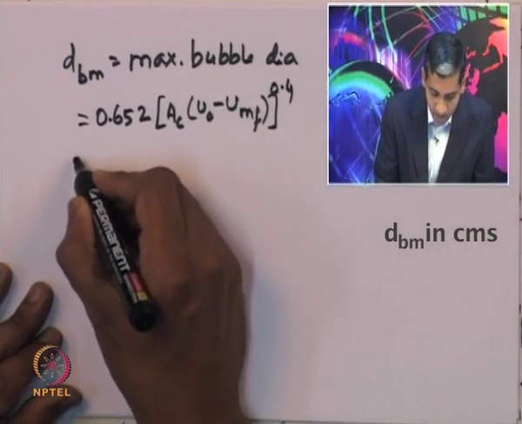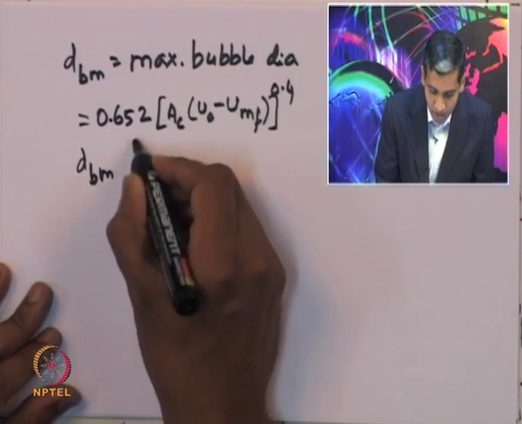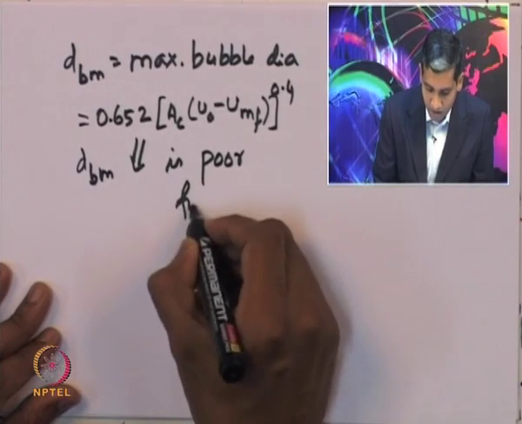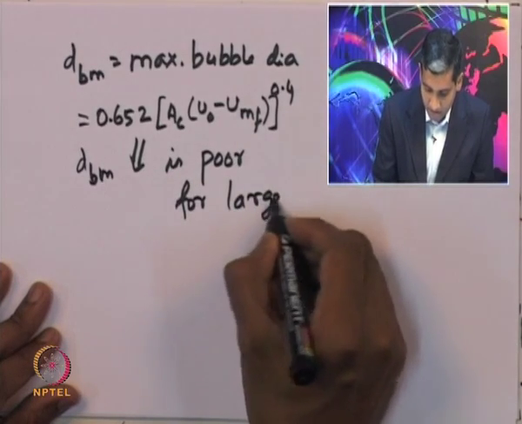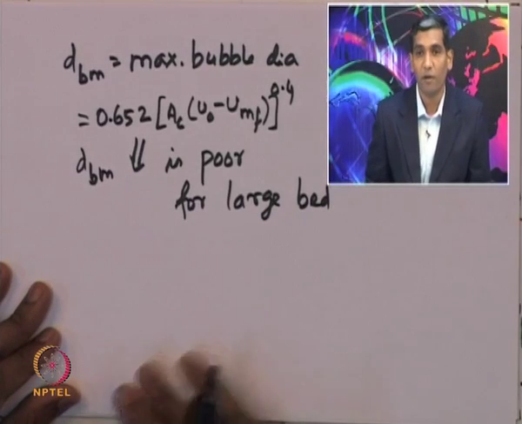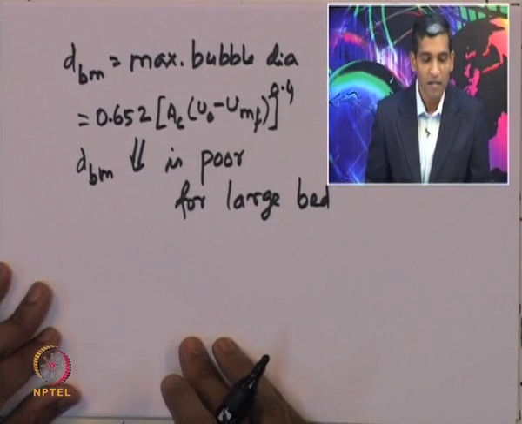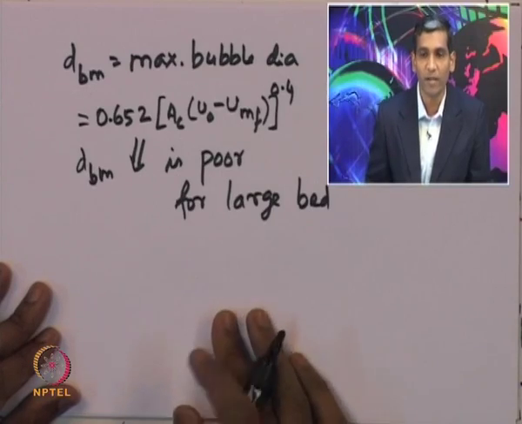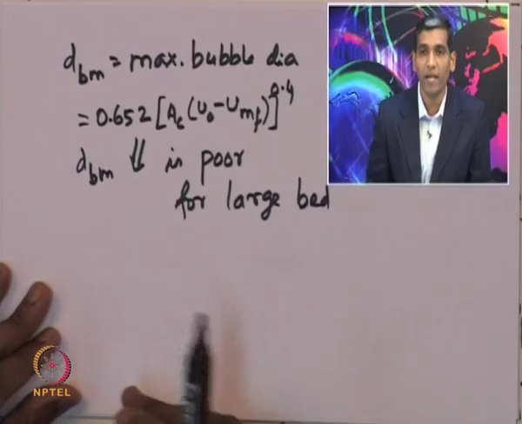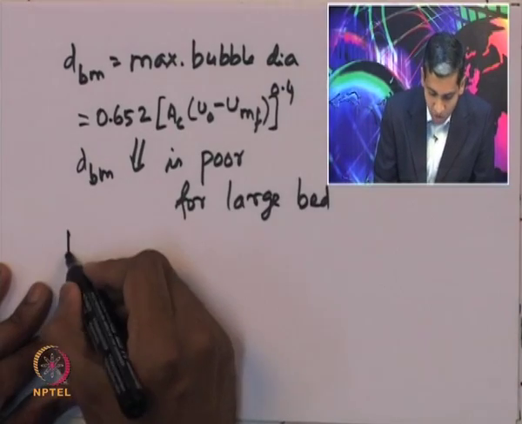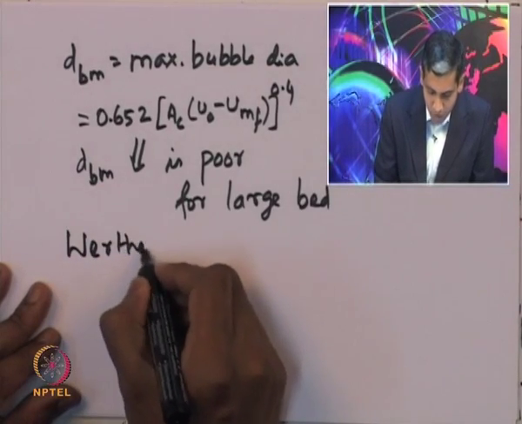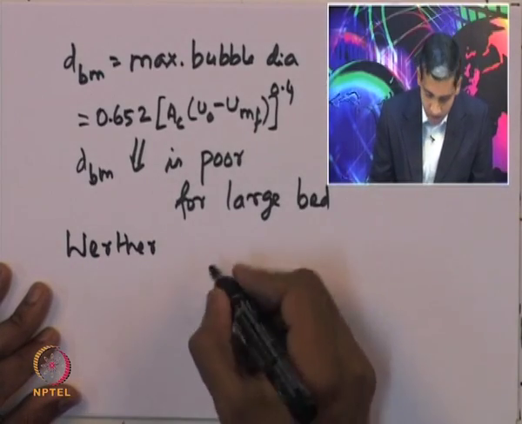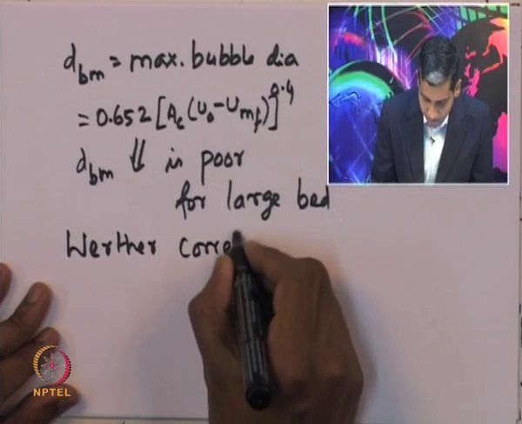So the dBm prediction using this correlation is poor for large beds, for a large fluidized bed reactor. The correlation does not work very well. The experimental observation suggests that this correlation does not give a good estimate if the bed is very large. The other correlation which is available, which seems to work over a wide range of fluidized bed reactors, is called the Werther correlation.